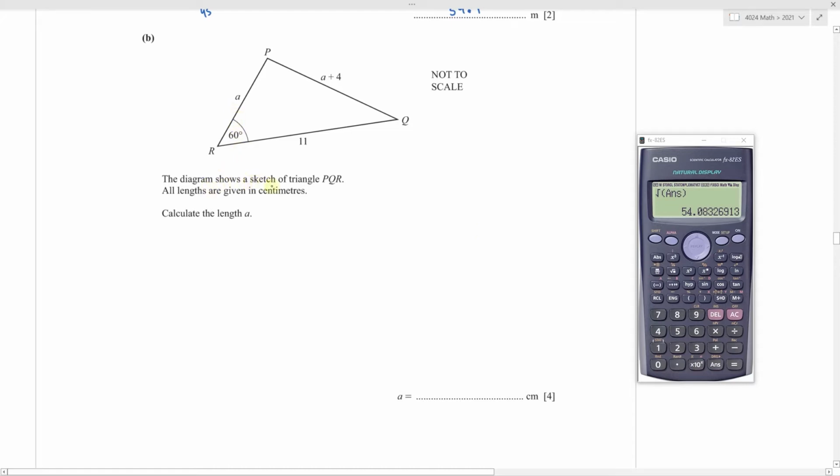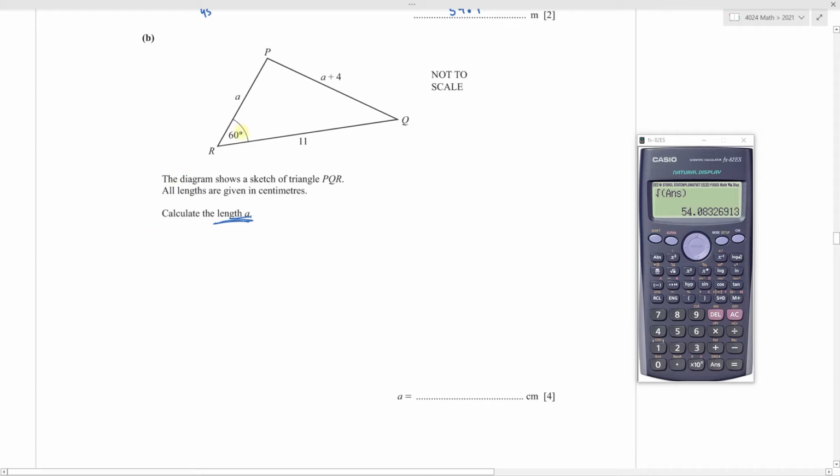Part B. The diagram shows a sketch of triangle PQR. All lengths are given in centimeters. Calculate the length A. So you're given all three lengths. One is 11, the other two are represented in terms of A, and you are given one of the angles of this triangle PQR. So we can use the cosine rule when all three lengths are given, and one of the angles is known as well.